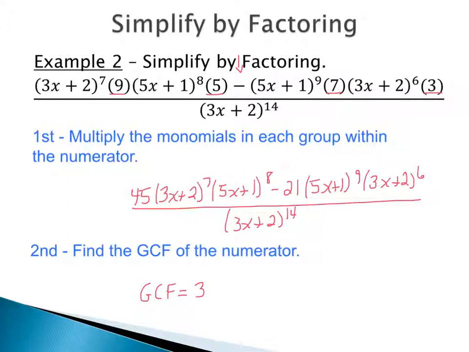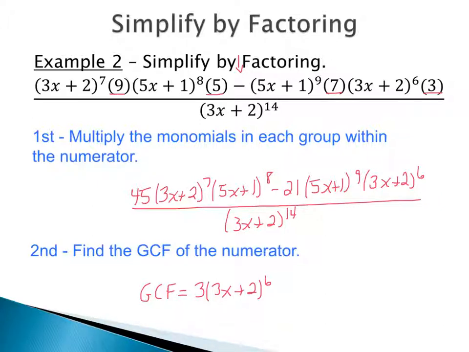Then looking at our factors in the parentheses, in my first group I see that I have a 3x plus 2 to the 7th. If I go over to my second group, I see that I have a 3x plus 2 to the 6th. So they have that same base of 3x plus 2, and then we're going to take the smaller exponent, which would be to the 6th. So part of my GCF would be 3x plus 2 to the 6th.